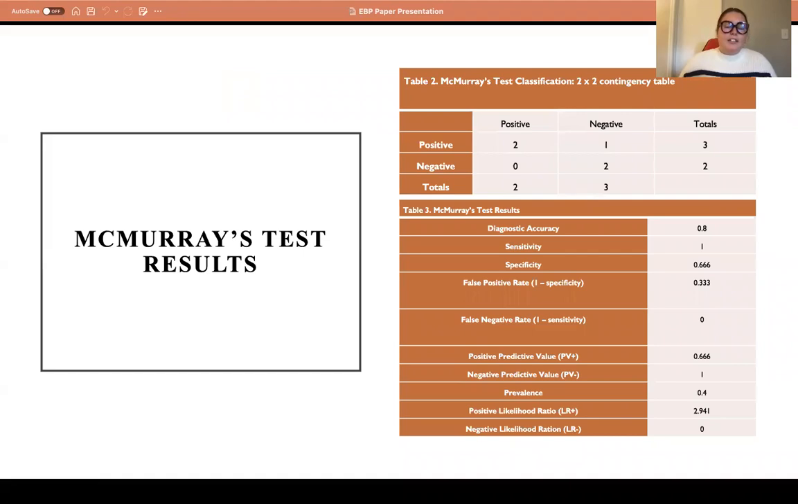I just added in this slide. It's on my paper, but it shows the McMurray's test results. Our 2x2 contingency table stated that we had 2 true positives, 2 true negatives, and 1 false positive. As you can see here, I don't want to read through all this, I'm just going to tell you the main points. For the McMurray's test, the diagnostic accuracy was 0.8 or 80%. The sensitivity was 1 or 100%. Specificity was 0.66 repeating or 66.6%.